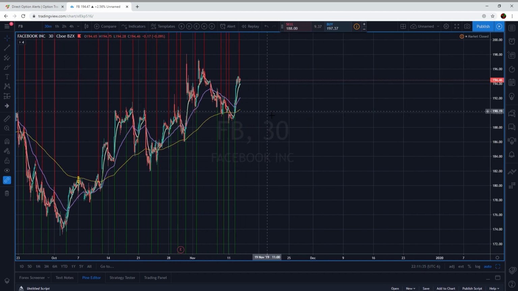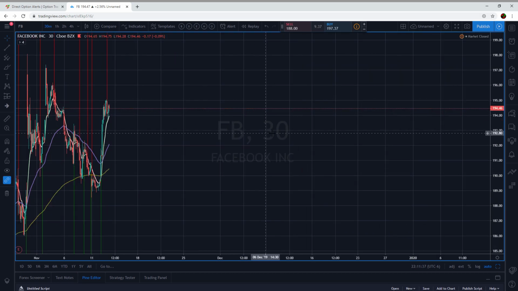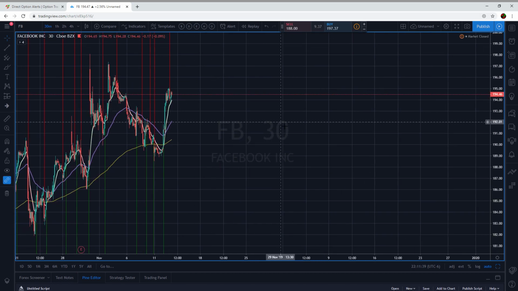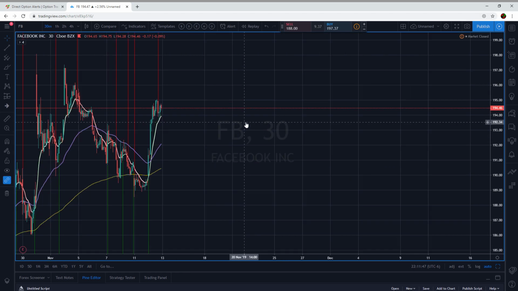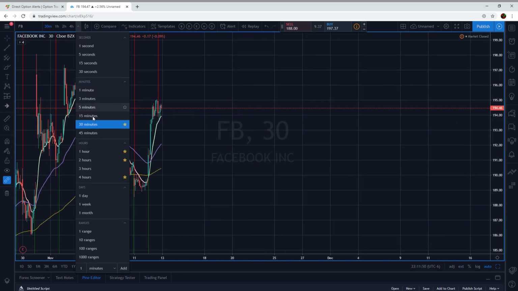So we're using a 30-minute time frame because that's what I usually use. If you use 15 minutes, most people use that for scalping. Some people use 4 hours for like weekly swings. So if you want to change that, it's gonna be right here.